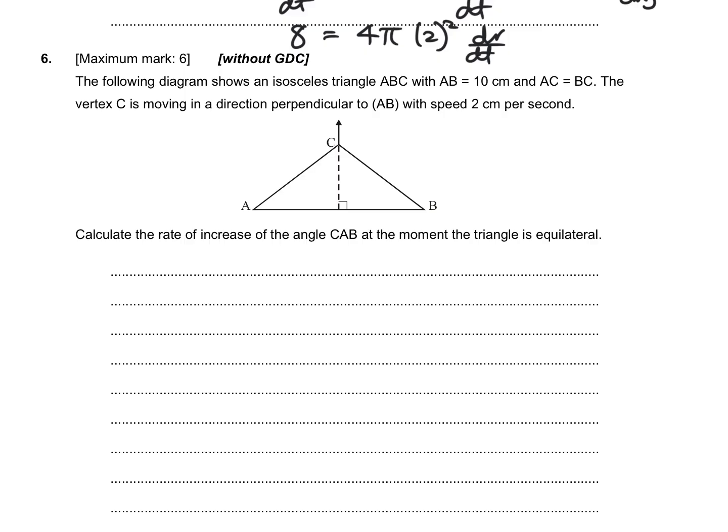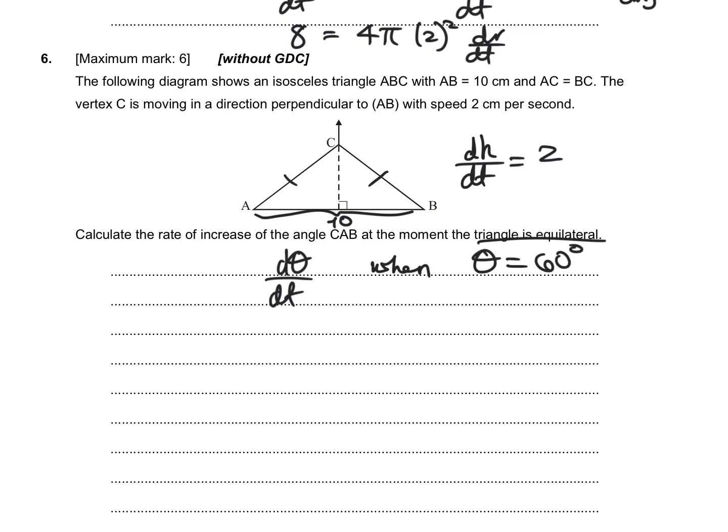Okay, so the following shows an isosceles triangle with AB is 10 and AC is equal to BC. C is moving in a direction perpendicular to AB with speed. So the derivative of height with respect to time is 2. Calculate the rate of change of the angle CAB. So we want d theta dt when theta is 60 degrees, equilateral.